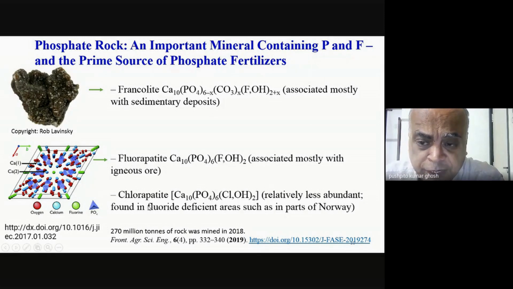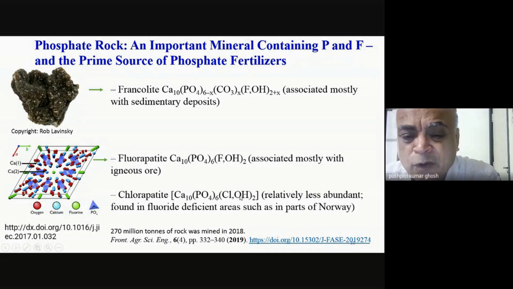Now, there are some rock phosphates, mostly in places like Norway, where they don't have the fluoroapatite, meaning without fluorine. It's actually got chlorine in there. That's interesting because fluorine seems to be doing a lot of damage to our environment. So if one could substitute the fluoroapatite with chloroapatite, in some ways it would be good, but these are present in very tiny quantities. The bulk of it is fluoroapatite.